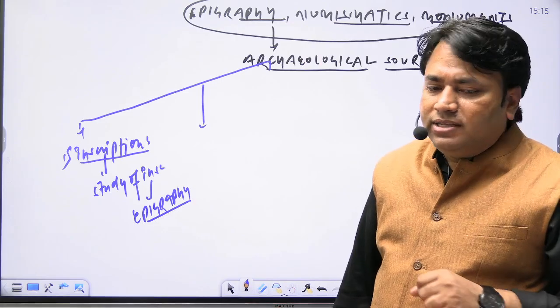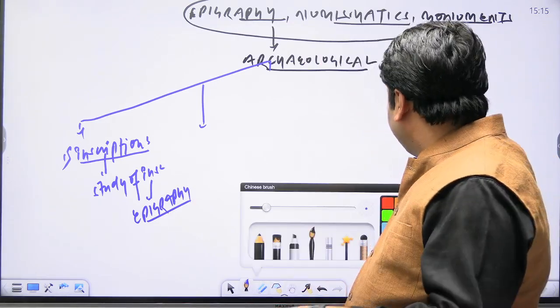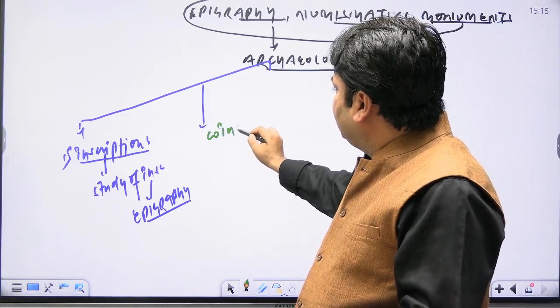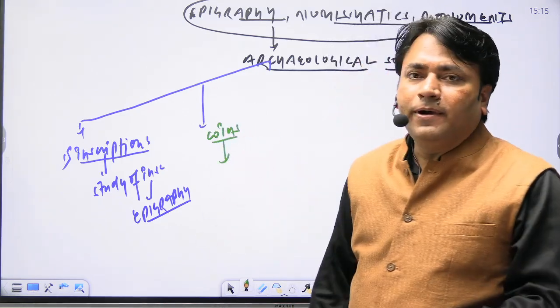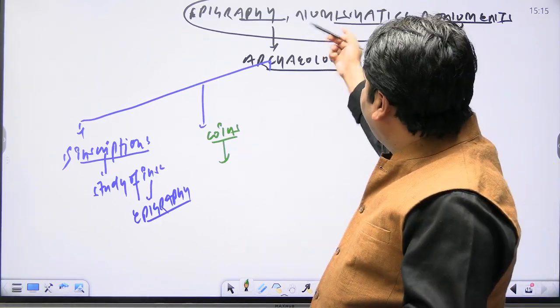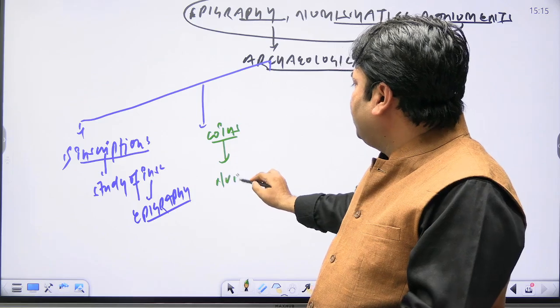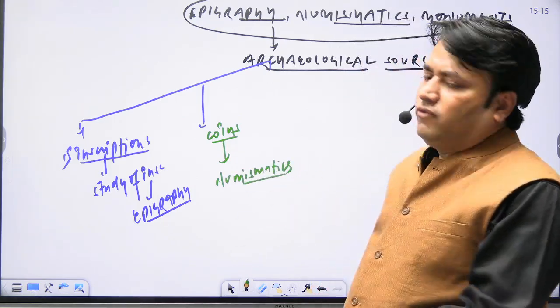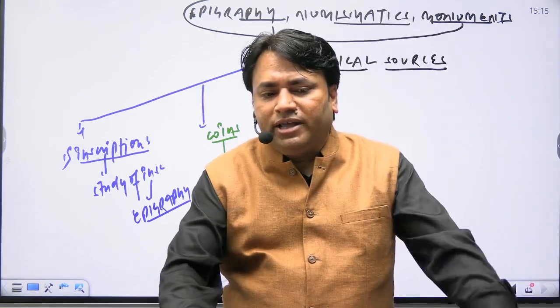The second part is that in archaeological sources, coins are also very important. Coins are like stamps of the society. Got it? And the study of coins is called what? Numismatics. So this is also included. The study of coins is called numismatics.